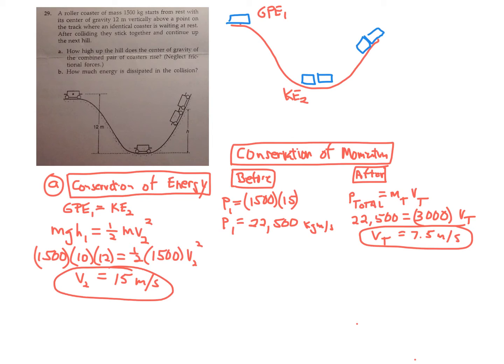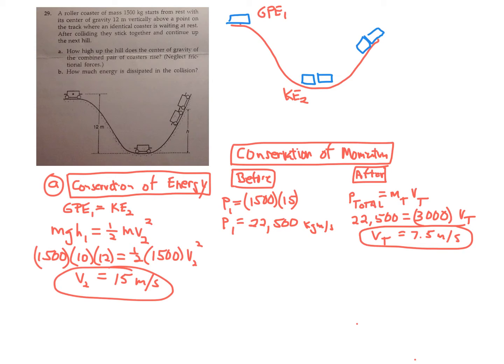problem. All right, so then for the collision at the bottom, so over here now, this whole segment here represents the collision at the bottom only. We have one car moving. The single car that rolled down the hill has a momentum of 22,500 units. And that is the total momentum of the system before the collision and after the collision.